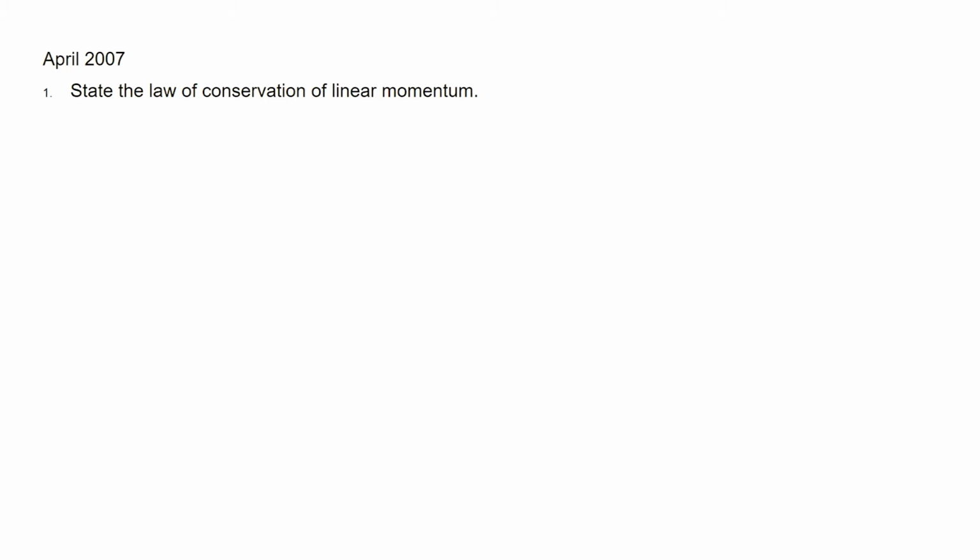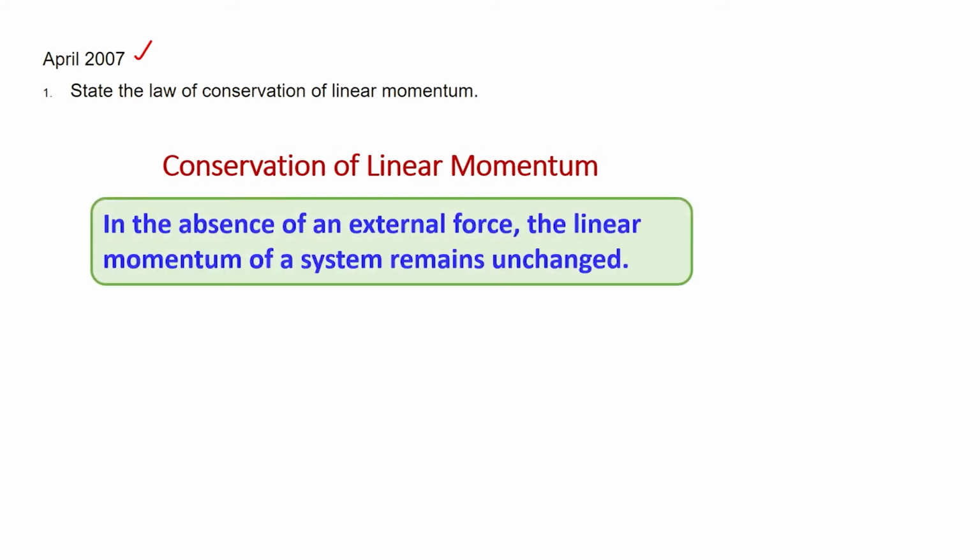Question number 1 is a past year question, April 2007. The question is: state the law of conservation of linear momentum. It's straightforward. Conservation of linear momentum is in the absence of the external force. This question is normally 2 marks. So the key point is, in the absence of the external force, the linear momentum of the system remains unchanged or constant. And then you can get full marks.